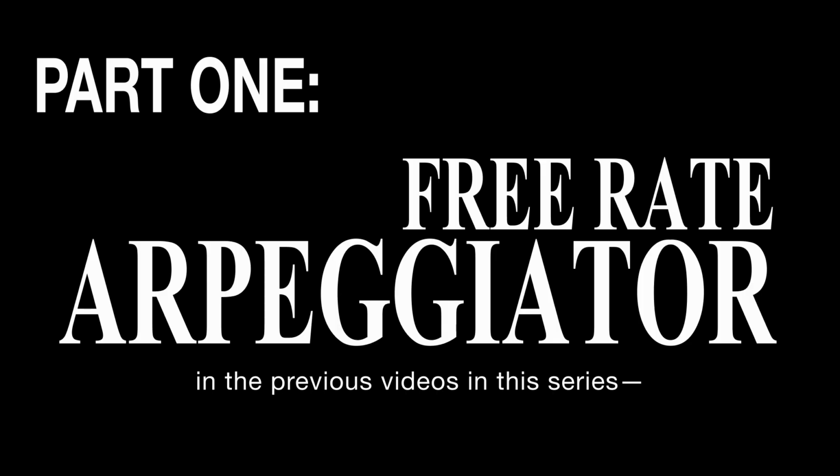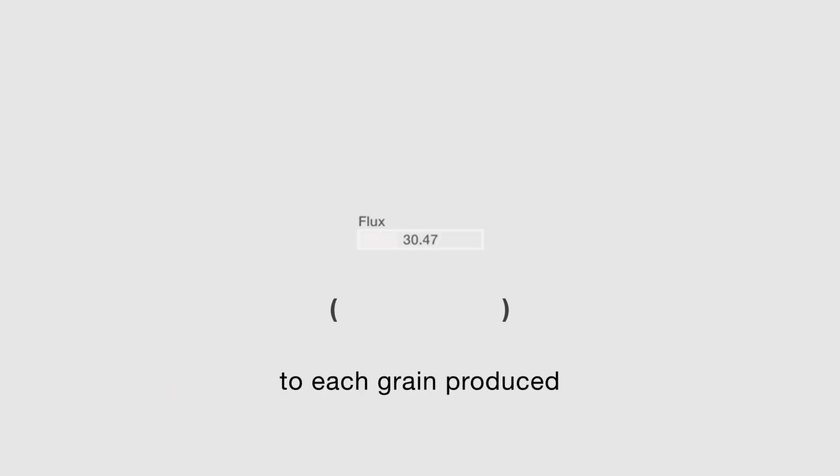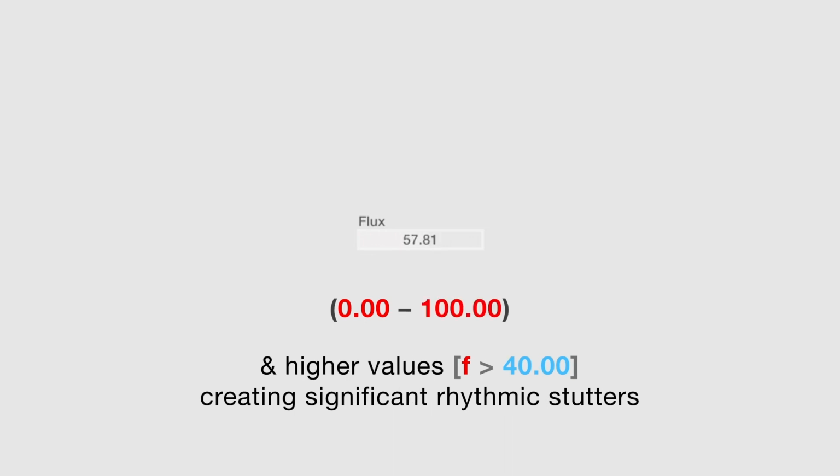Flux introduces a new element into the synthesis of exponential rhythms, one that we have not yet explored in the previous videos in this series: the element of rhythmic jitter. Flux applies a random amount of length variation to each grain produced, with lower values adding subtle rhythmic variation, and higher values creating significant rhythmic stutters.